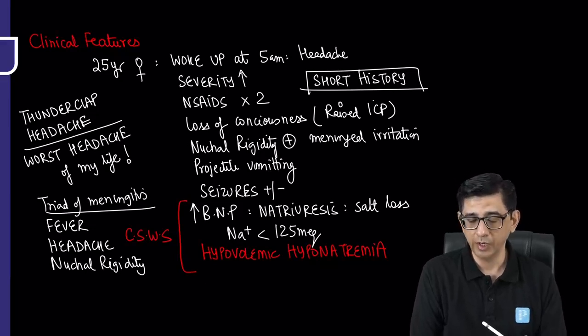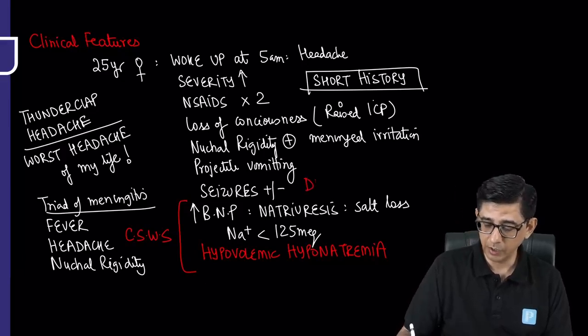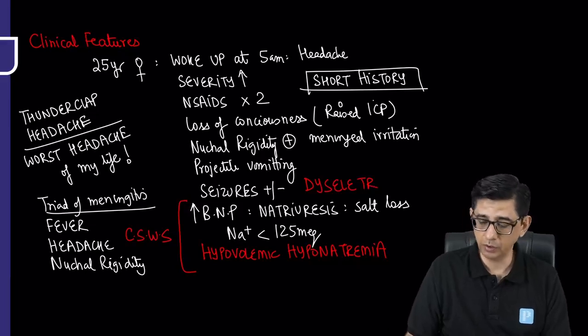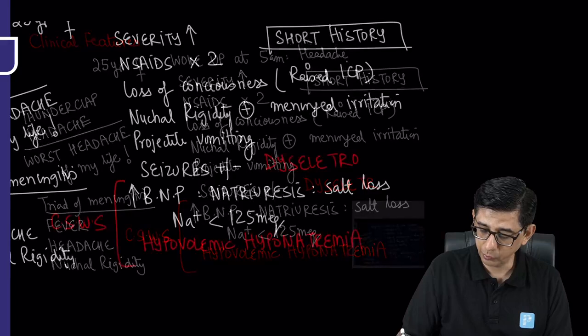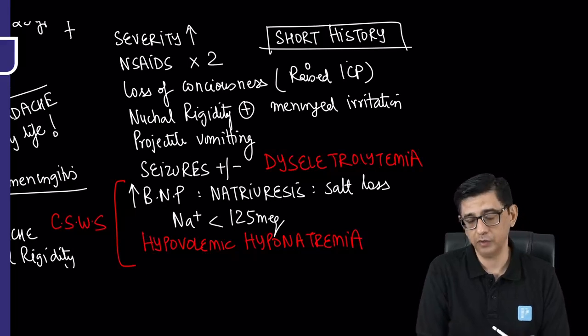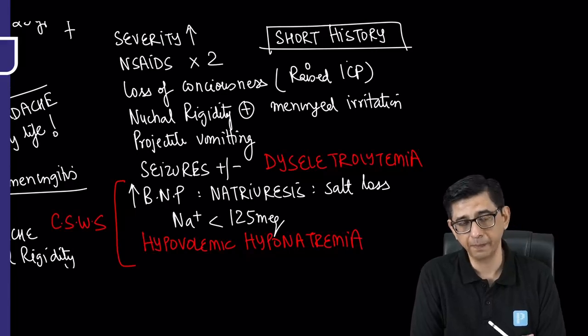The reason for development of seizures in patients with subarachnoid hemorrhage is not the irritation of the brain parenchyma by the blood, but it would be dyselectrolytemia. So a lot of times in MCQs, he might be using this terminology, electrolyte imbalance, that is hyponatremia. The technical term is cerebral salt wasting syndrome, which can be explaining this manifestation.